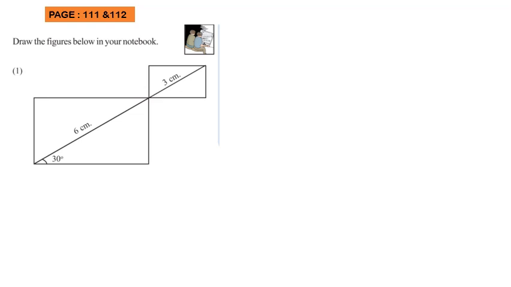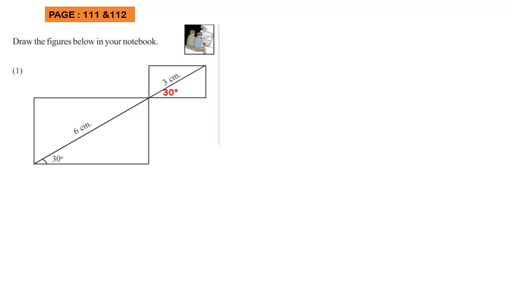Now let us do questions from page number 111 and 112. Question number 1. Draw the figure below in your notebook. See children, in this figure you can see they have given two rectangles and the length of its diagonals. And one angle is also given, that is 30-degree. So we can say the same angle of the small rectangle is also 30-degree.